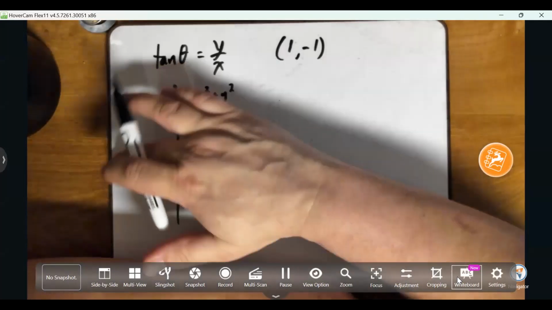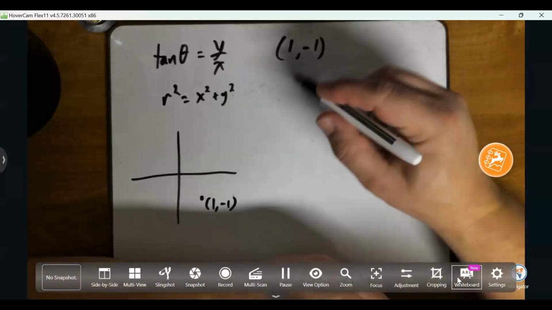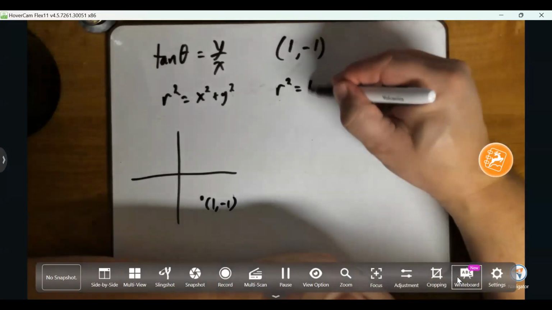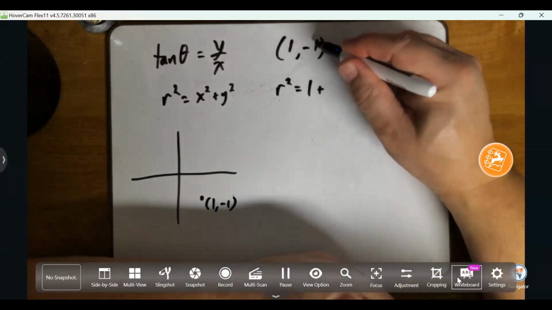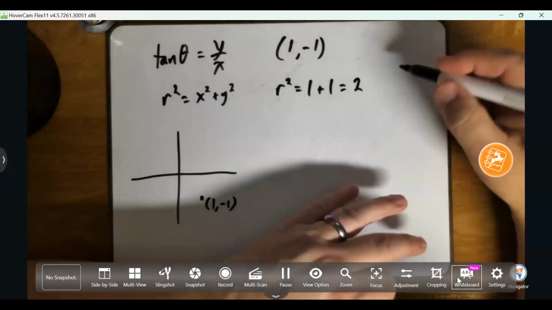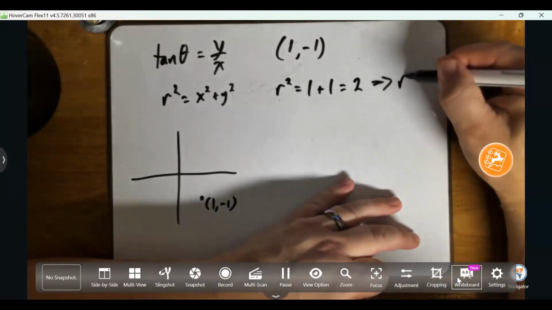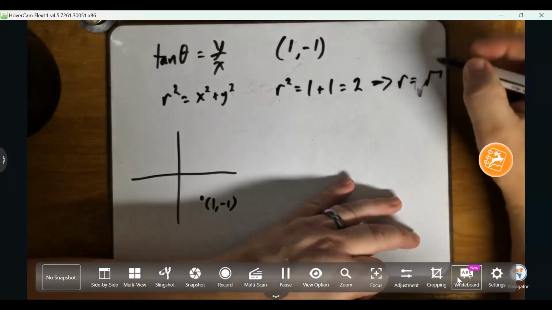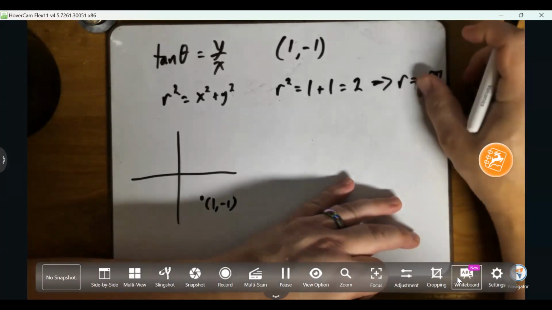So let me get it out of here so it's not confusing. Let's start with r. We have r squared equals x squared plus y squared. 1 squared is 1, and negative 1 squared is 1. And so that's 2. And so that tells us r equals the positive square root of 2.